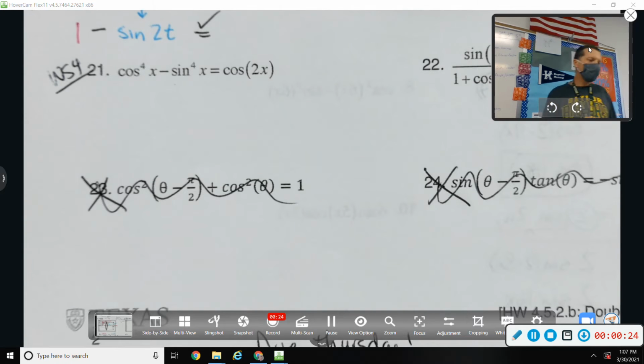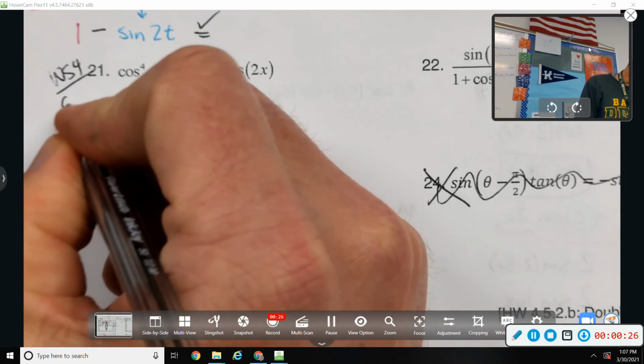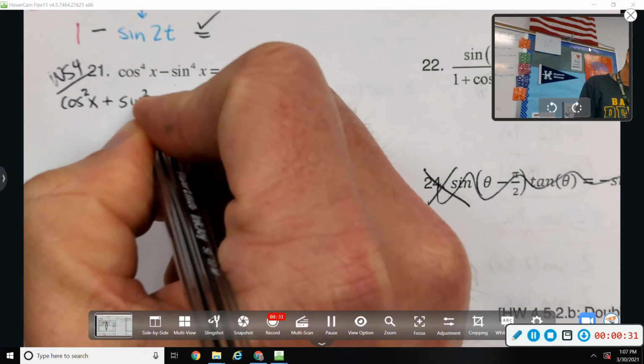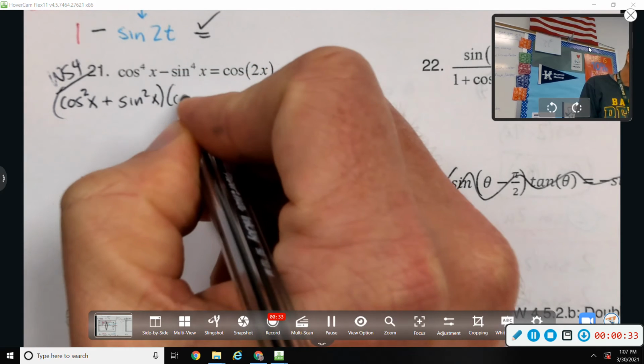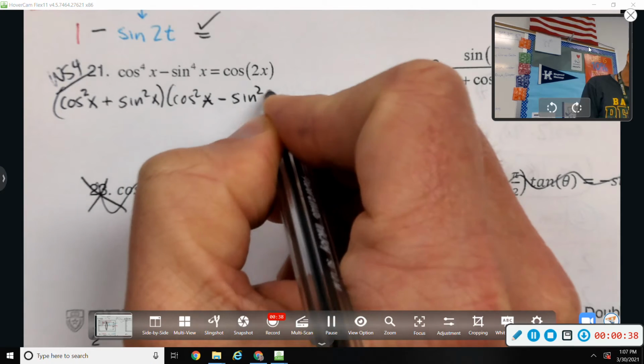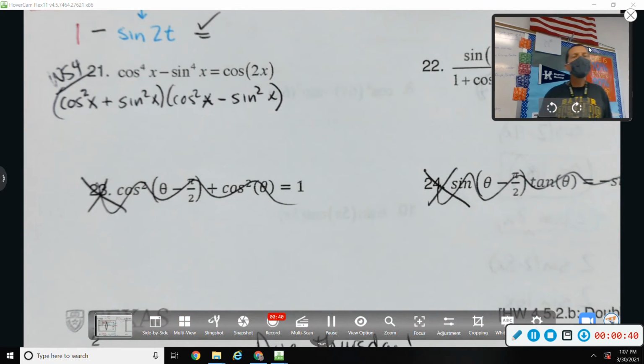Cosine to the 4th minus sine to the 4th, I could factor as cosine squared plus sine squared times cosine squared minus sine squared. So it's like factoring a difference of squares, but with the difference of fourths. And if I make it that far, that's the key step, because it's, I think, easy from there. Again, you've got to get to there.